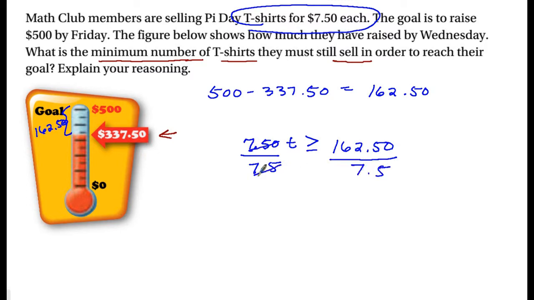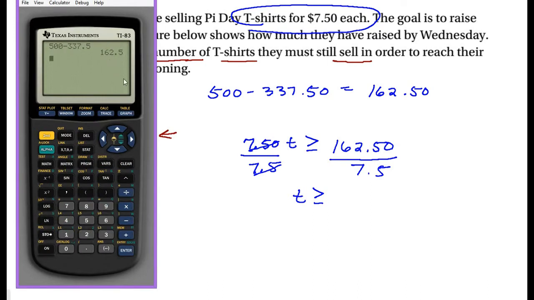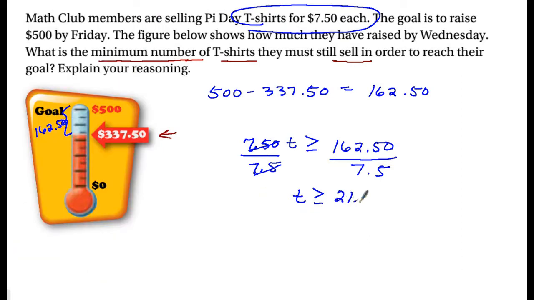So now t is going to be greater than or equal to 162.5 divided by 7.5. I'll get my calculator, type 162.5 and divide that by 7.5. We get 21.67, so let's say 21.7. T is the number of t-shirts. Now, this does not make sense, as we're not going to sell 21.7 shirts. So we need to move this up to the next higher t-shirt, the next round number.